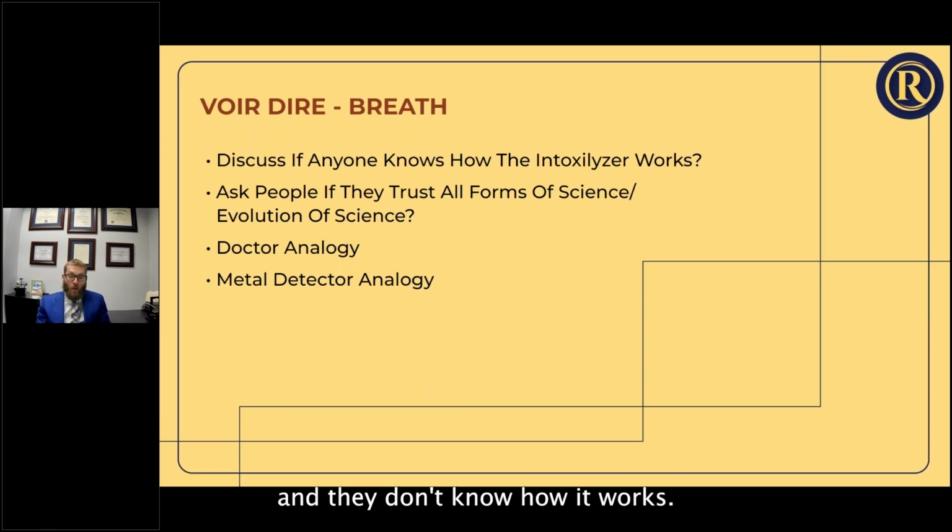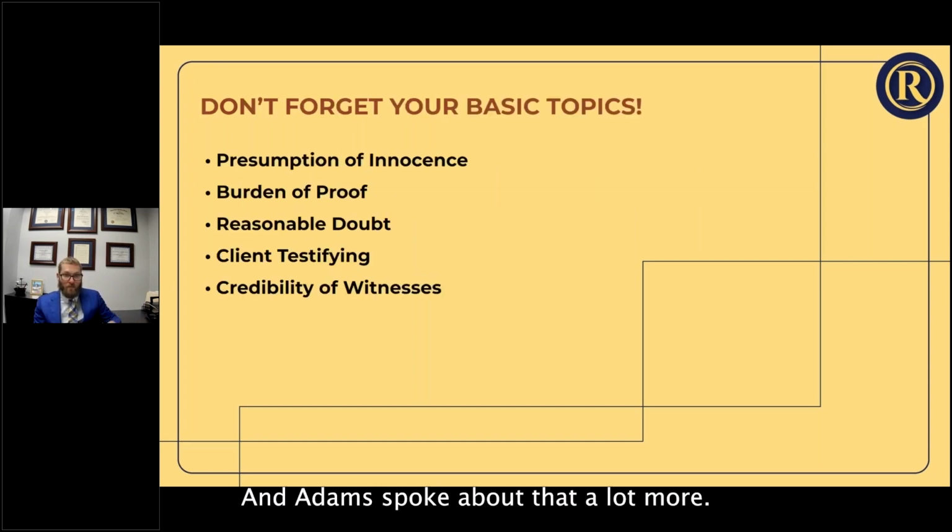And because they don't know how it works, it's the government's job to prove to them that the science works and that your client's breath is something that they should consider. If you are trying a breath case correctly, the jury should not care what the breath is. They should not believe that the breath was accurate or that it means anything about your client's breath at the time of driving. And Adam spoke about that a lot more.